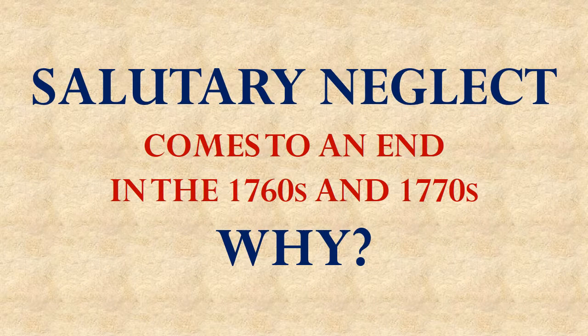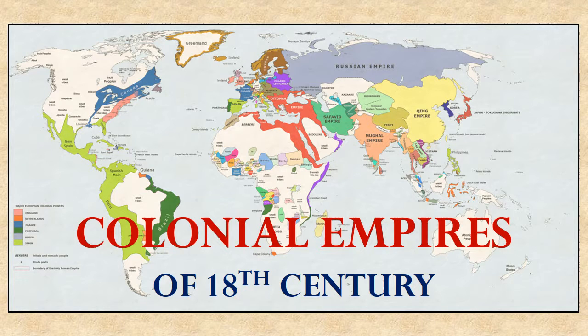Salutary neglect came to an end during the 1760s and 1770s, after a couple hundred years of being in place. Now, why did it change? Why did the government in London start to assert more authority over the colonies? Why did it start trying to get taxes out of them? The answer to that can be found in the colonial empires of the 18th century.